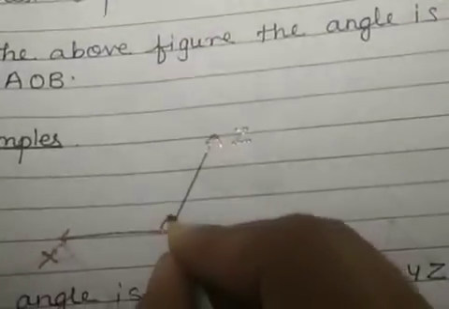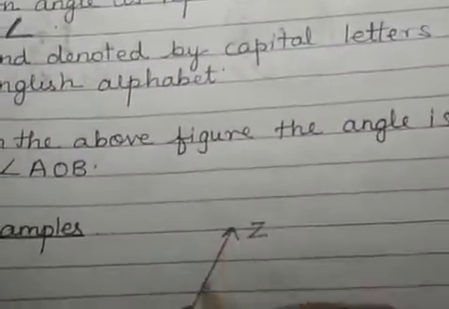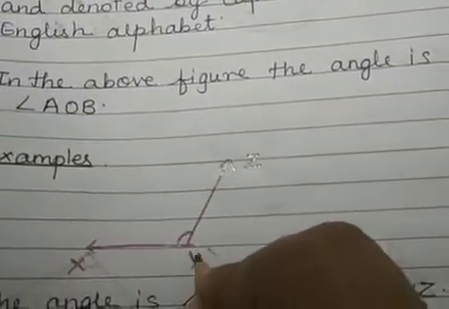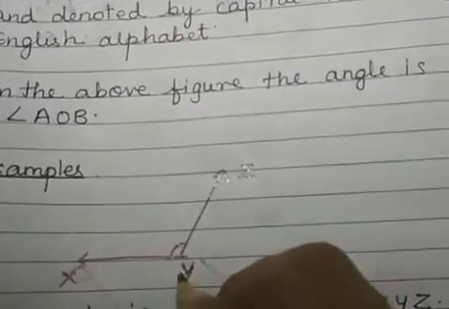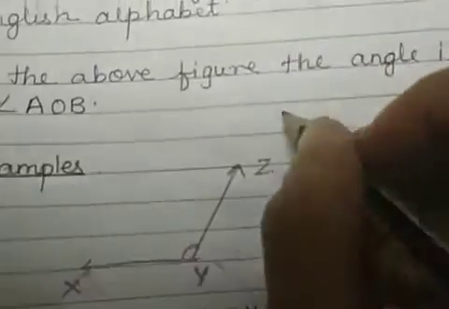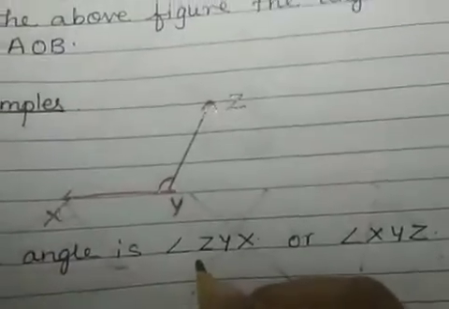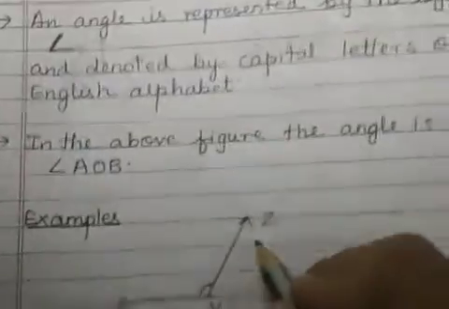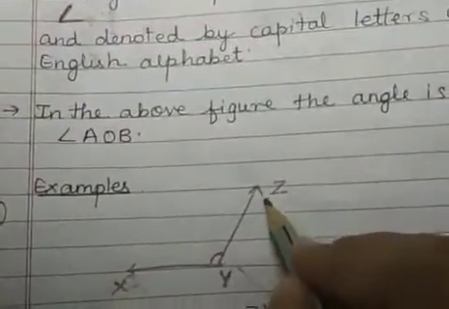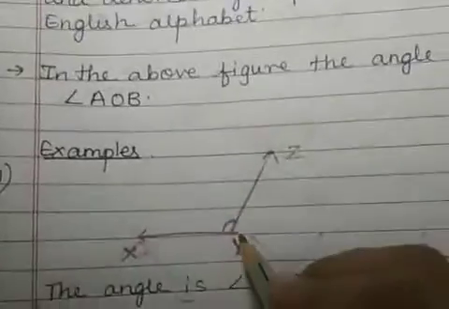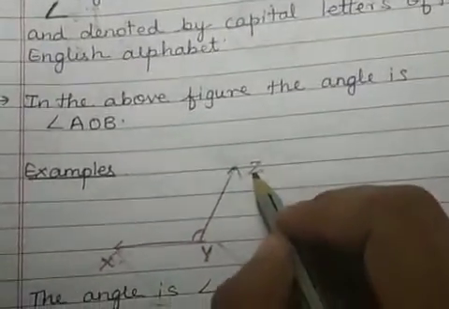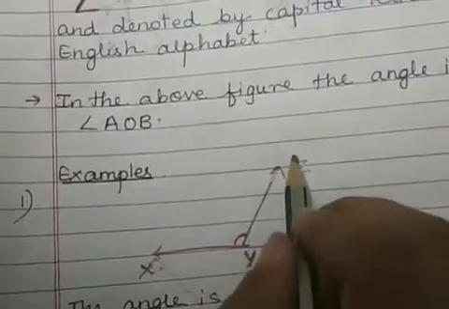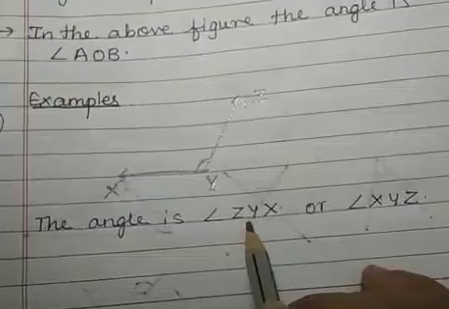Now this is an angle because it has two arms or two sides here, and this is a vertex. This is called the vertex. What is the vertex here? Y. So how is this angle denoted? This angle is denoted by angle ZYX. You can either call this angle ZYX or angle XYZ. It is the same thing. You can either say this or this.